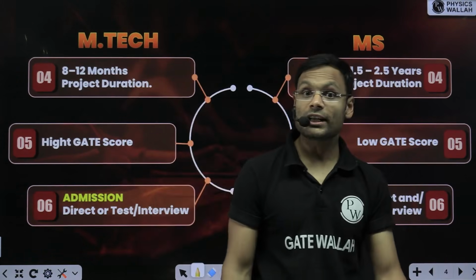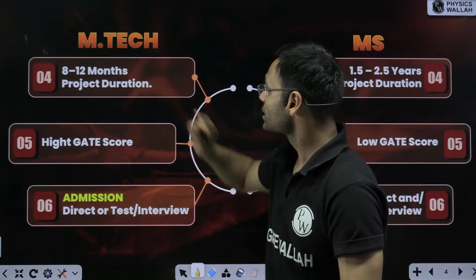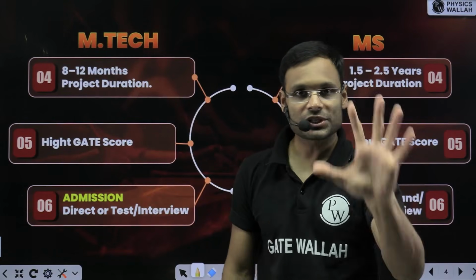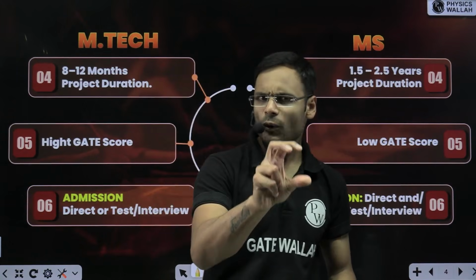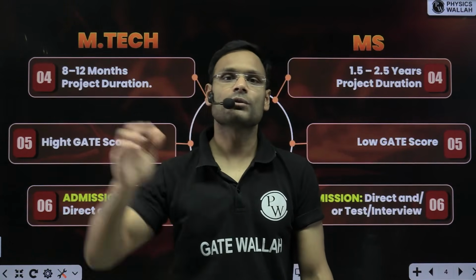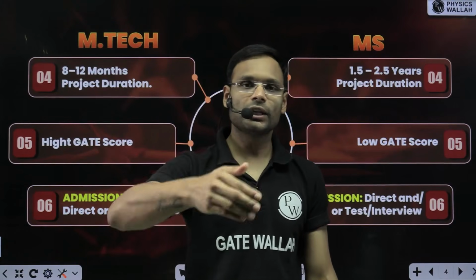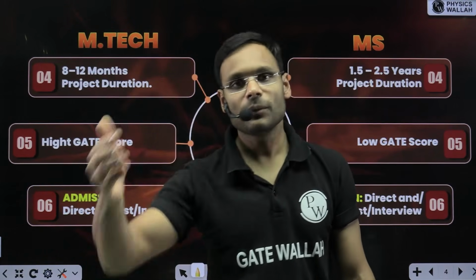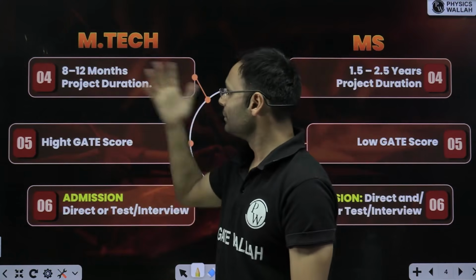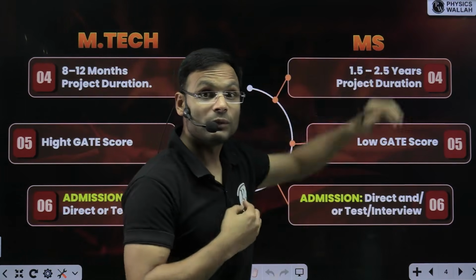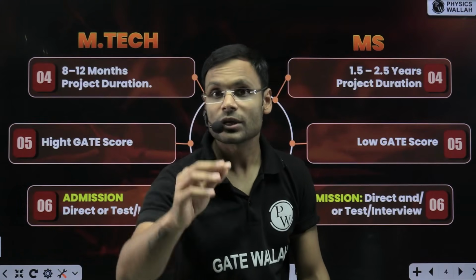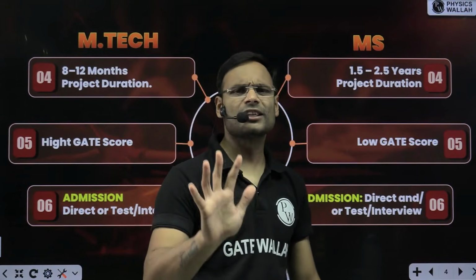The project duration in MTech is just 1 year. First year you will study the courses, and in the second year, third semester, you have some courses, but your project will start and the majority of the time will be given to the project. In the MS, your project will start from the second semester. Majorly in all the colleges this is followed.